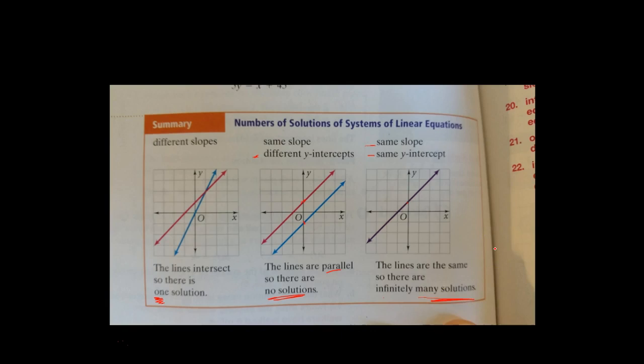So when you solve a system of equations, first of all, you graph both equations and you see, do they intersect? If they do, that point is the solution. If they do not intersect, are they parallel lines? If they are parallel, there's no solution. If they are the same exact line, then there's infinitely many solutions.